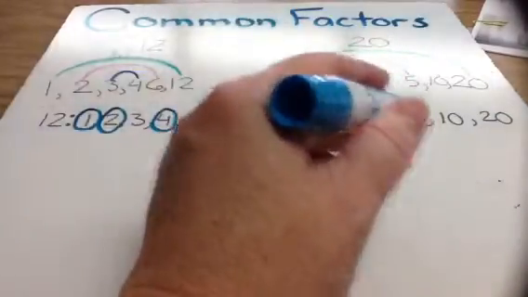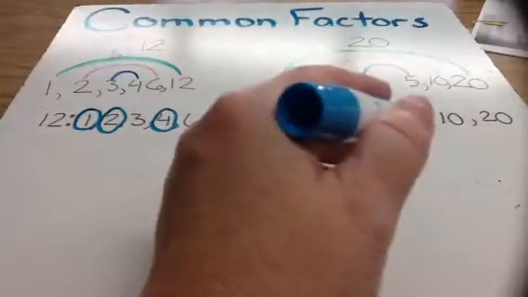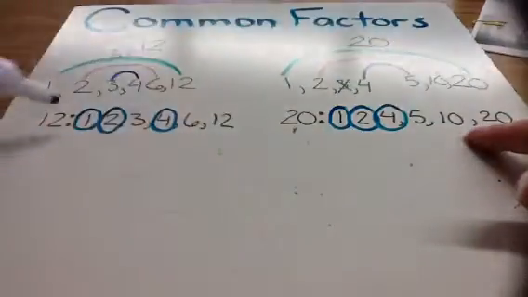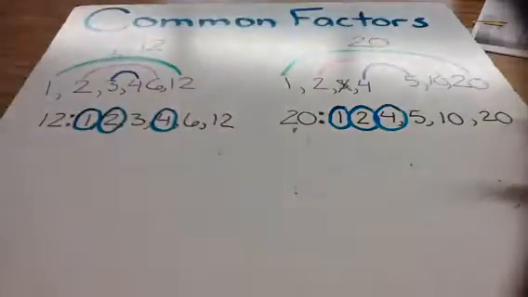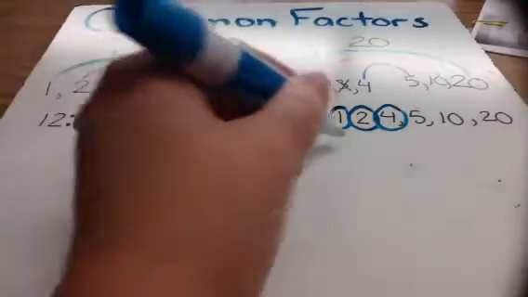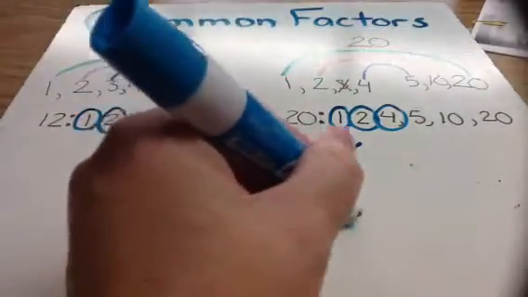12 has a 6, but 20 does not. We can say 12 for 12, but no. And then on 20, we don't have a 5 over here, we don't have a 10 over here, and we don't have a 20 over here. So the common factors for 12 and 20 are 1, 2, and 4.